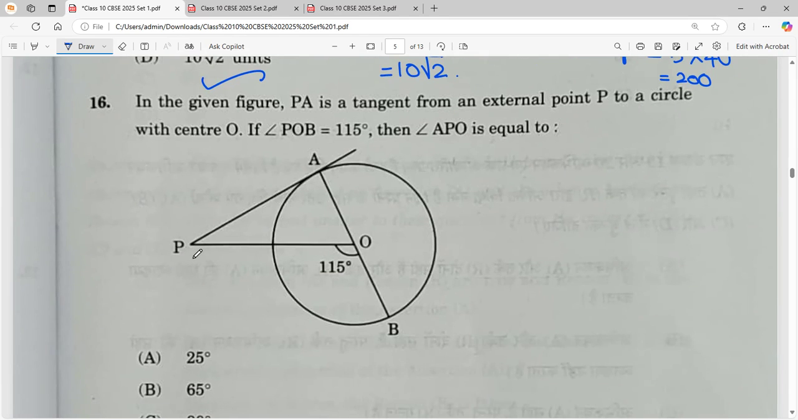In the given figure, PA is a tangent from an external point to the circle with center O. If angle POB is 115, angle APO is asked. This is 90 degrees. This angle should be 65 degrees because these two form a linear pair of angles. So this angle has to be 25 degrees. So angle APO is 25 degrees as per the angle sum property.